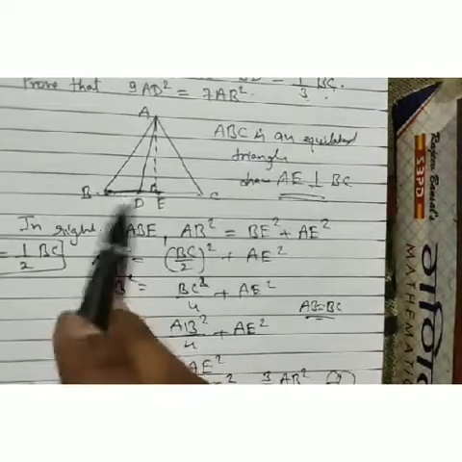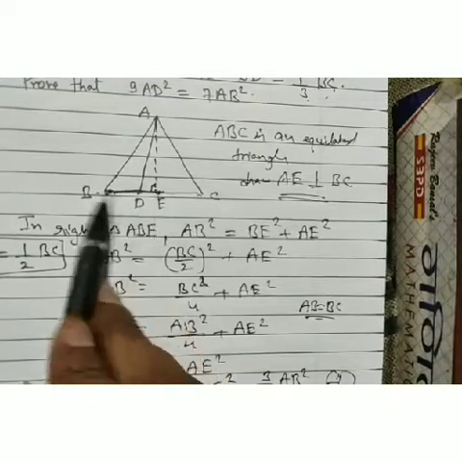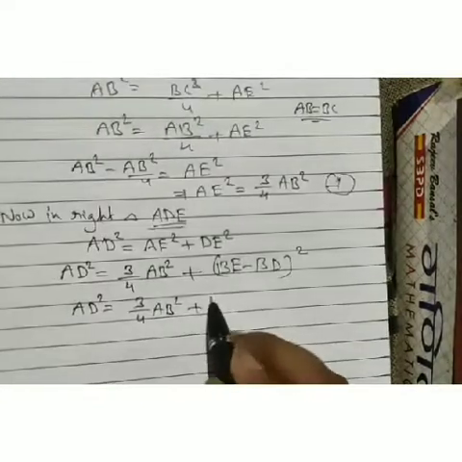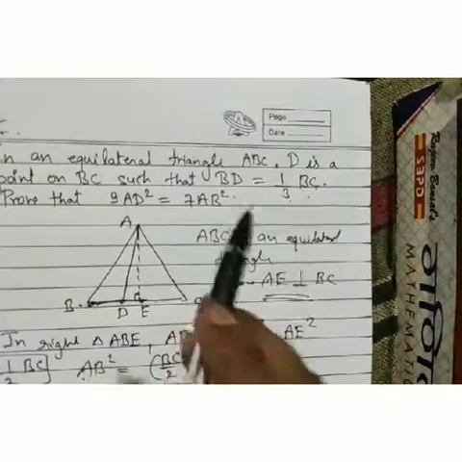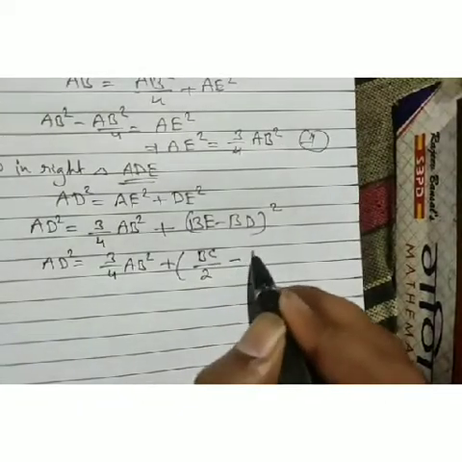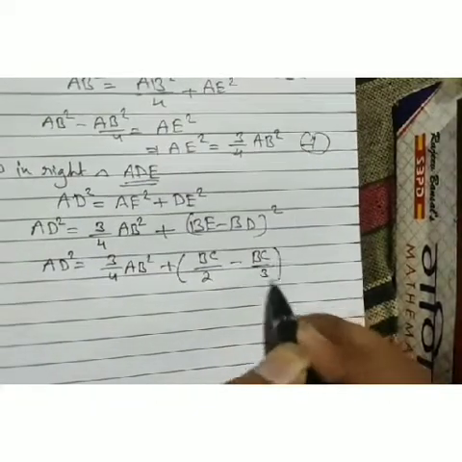We are going to again explain it. Since E is the midpoint of BC, in the place of BE we write down BC by 2. And in the question it's given that BD equal to 1 by 3 times BC, so here we write down BC by 3.